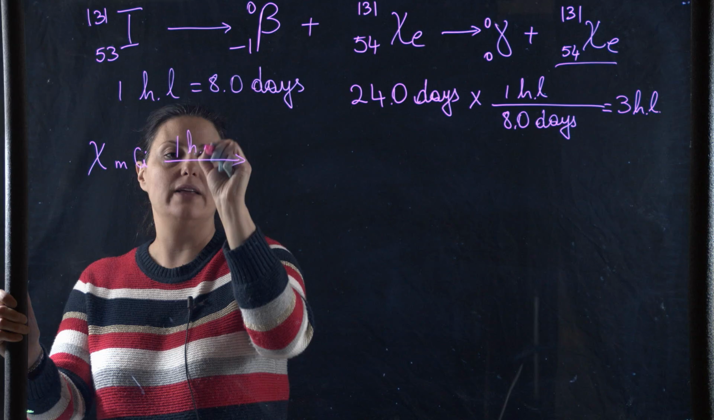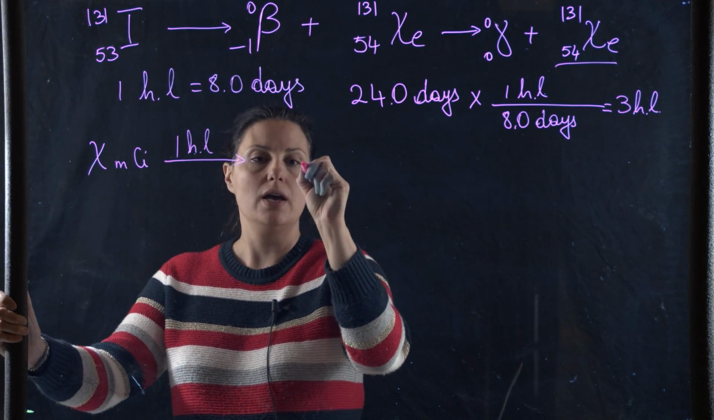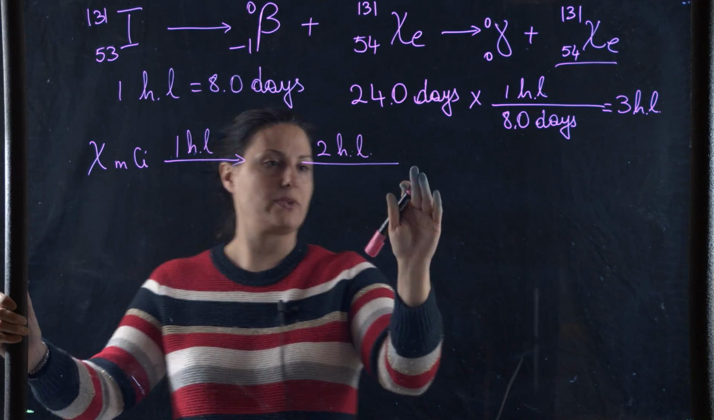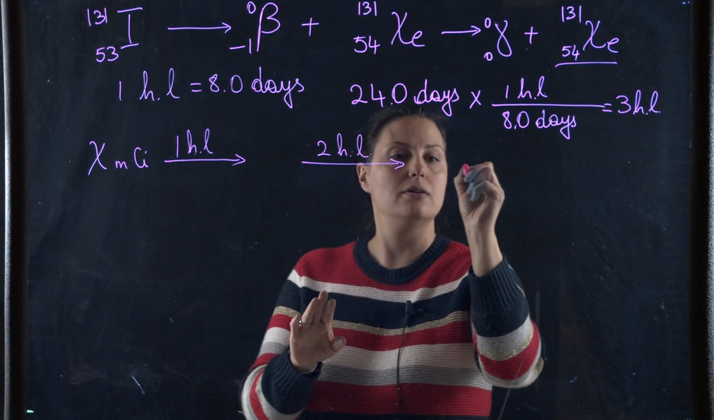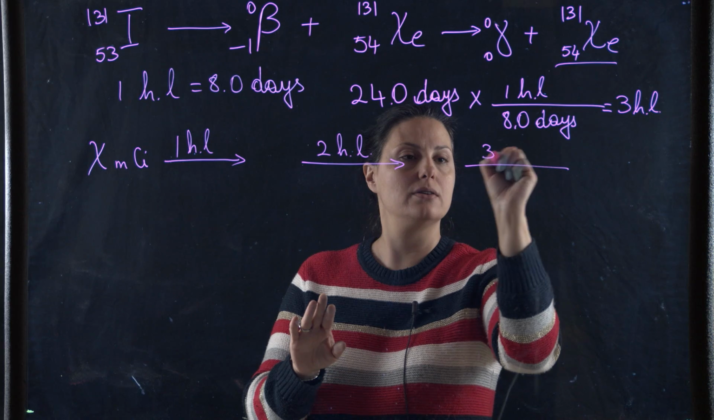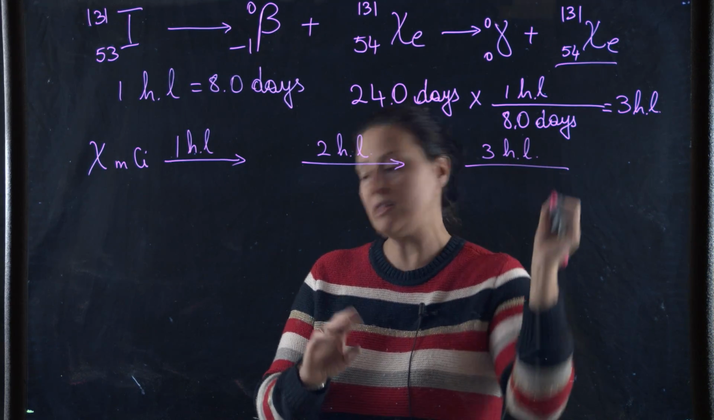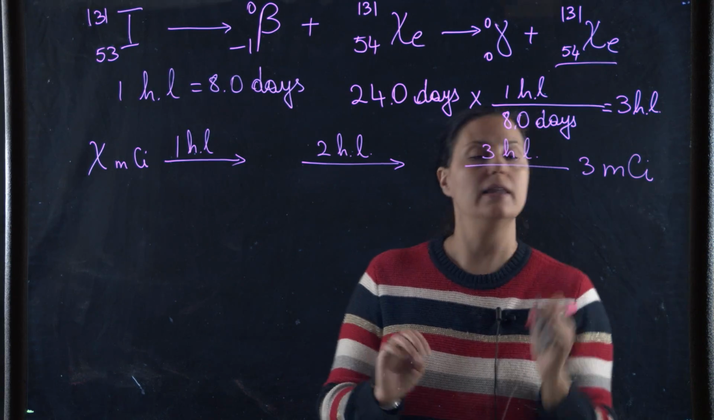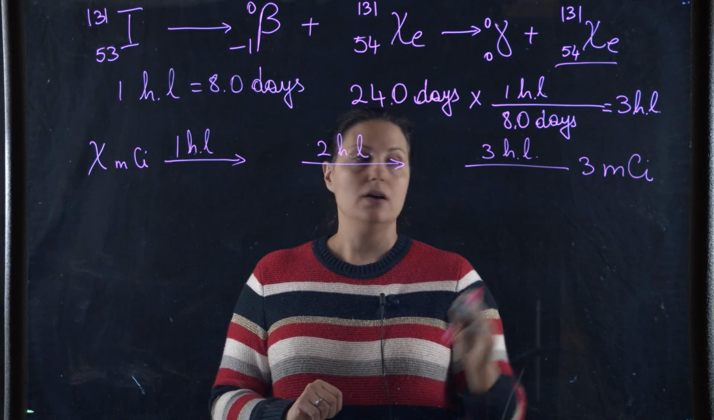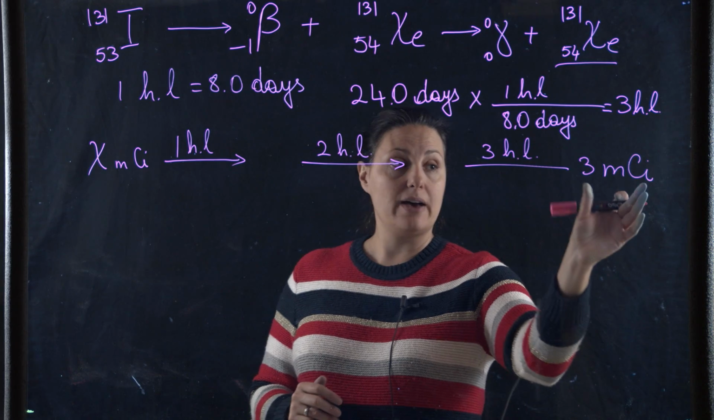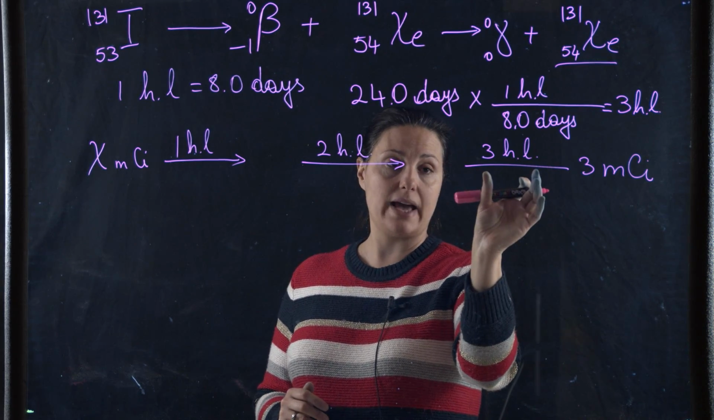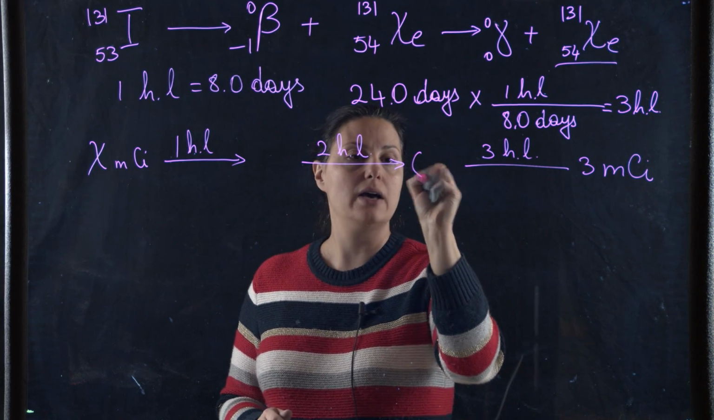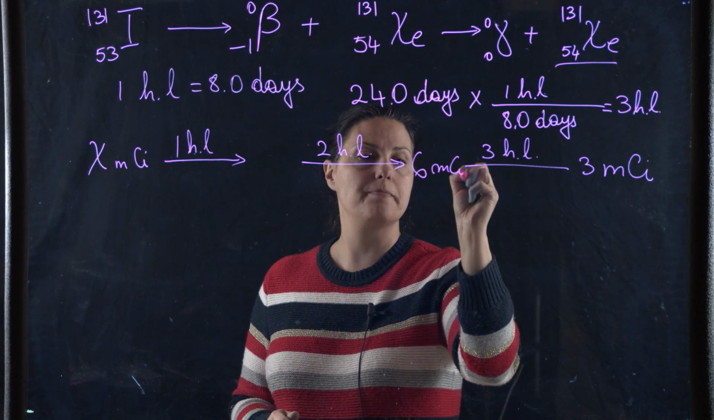Now, after my first half-life, I will have an amount. After my second half-life, I will have another amount here. And after my third half-life, it tells me that I should have 3 millicuries left. Okay. Now we're working backwards. If I'm left with 3 millicuries after my third half-life, before the third half-life I would have double that, which means I would have 6 millicuries.